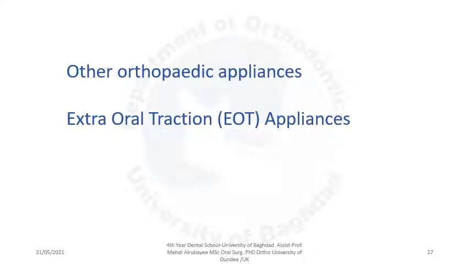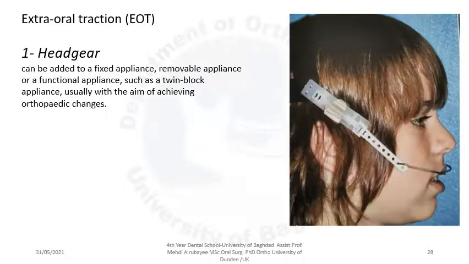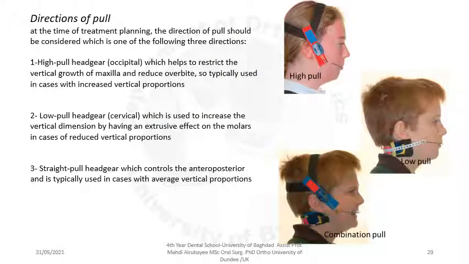The second half of this lecture is focusing on the other orthopedic appliances, that are extraoral traction appliances. The first extraoral traction appliance is the headgear, that can be added to a fixed appliance or removable appliance or even a functional appliance, such as a twin block appliance, usually with the aim of achieving orthopedic changes.